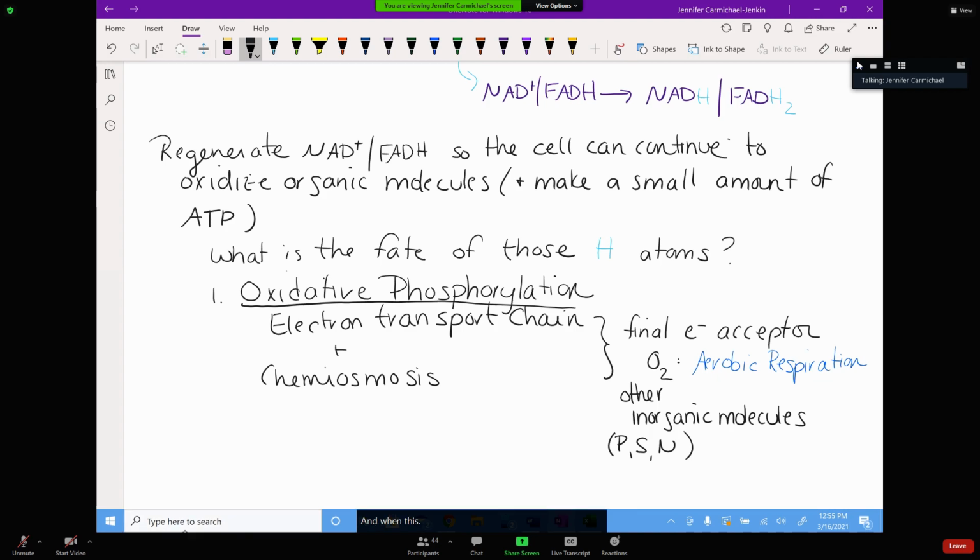And when this is the case, this is referred to as anaerobic respiration. Same idea that we talked about before. The only difference is it's not oxygen. But you notice phosphorus, sulfur, and nitrogen also have high electronegativity, so that's what's driving it. We just evolved to utilize oxygen.